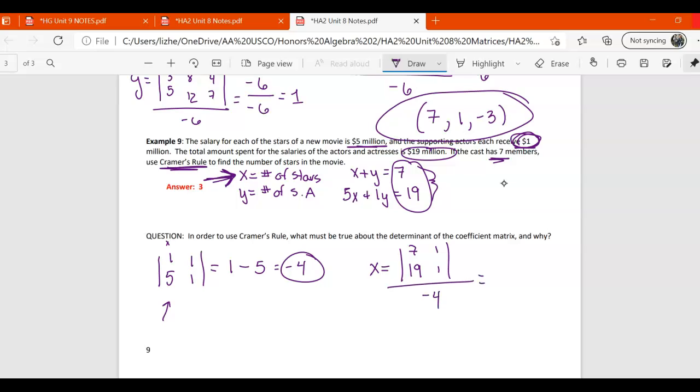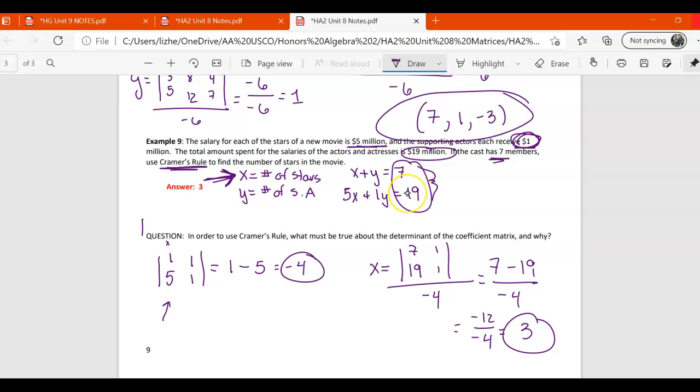So I need the determinant of that top matrix. 7 times 1 is 7, minus 1 times 19 is 19, over -4. So that gives me -12 over -4, and the answer is 3 stars, which means if I have 3 stars, I have 4 supporting actors.